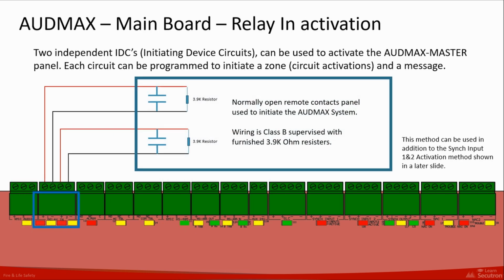The AUDMAX Master Panel supports 2 independent initiating device circuits, or IDCs, for relay input activation. Each circuit can be programmed to trigger specific zones and play corresponding messages. These connections are configured as Class B and supervised using 3.9K resistors. This method allows integration with external devices or panels, providing a versatile and reliable way to automatically initiate the system.